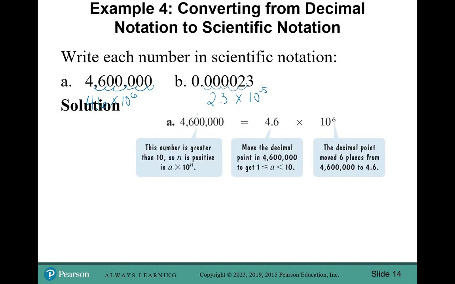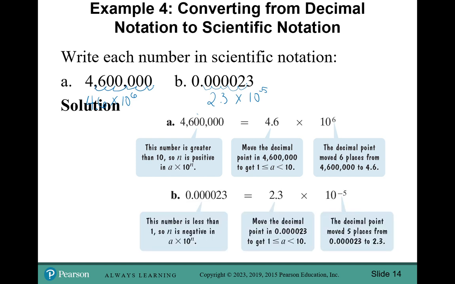If we look at our solution here, we see it breaks it down pretty much the same way. 4,600,000. The number is greater than 10, so n is positive, and a times 10 to the n. So we want to move the decimal point in 4,600,000 to get 1 less than or equal to a less than 10. The decimal point moved 6 places from the 4,600,000 to the 4.6, which is how we got the 10 to the 6.